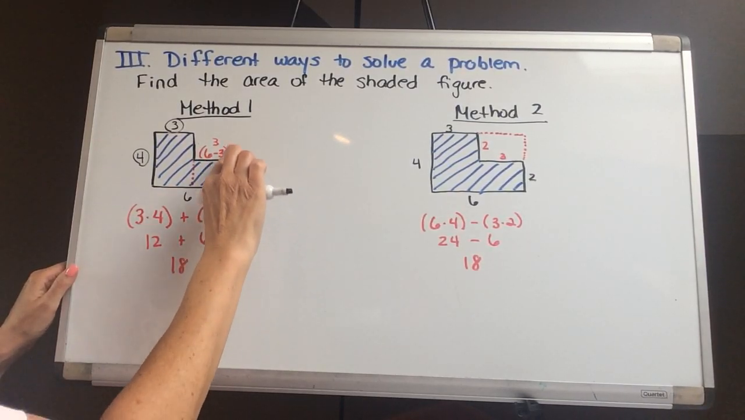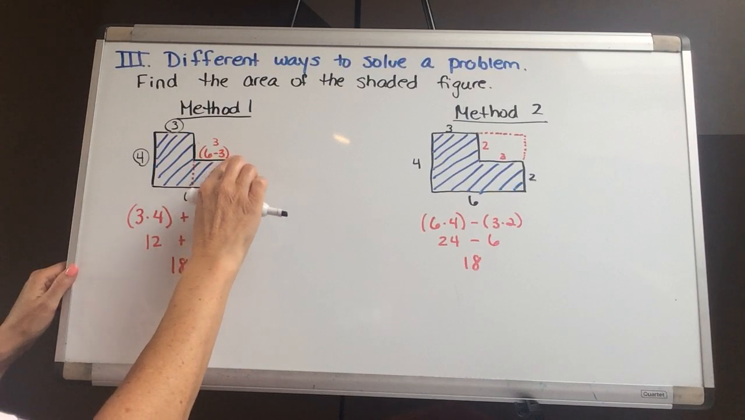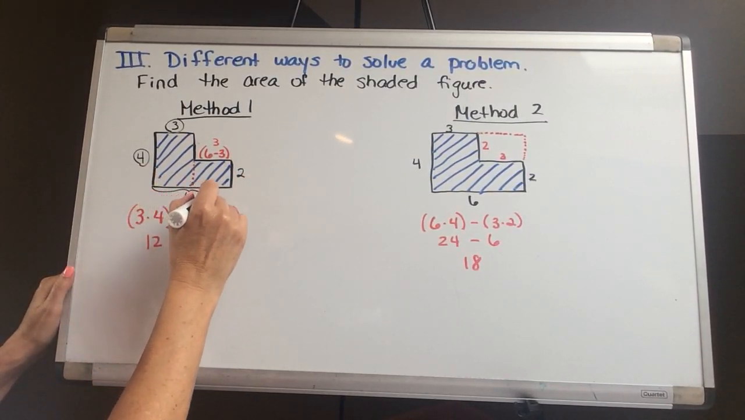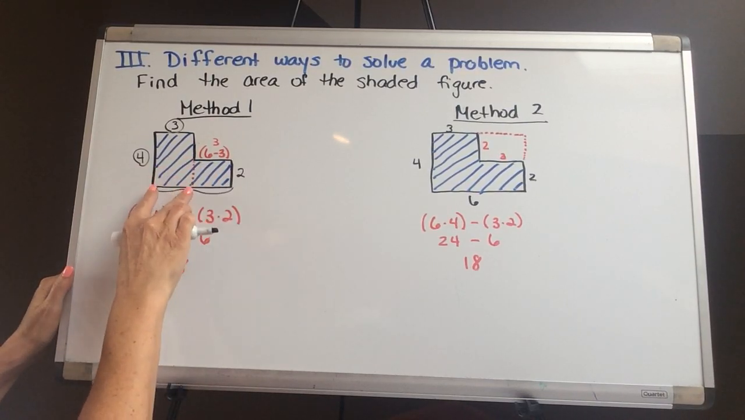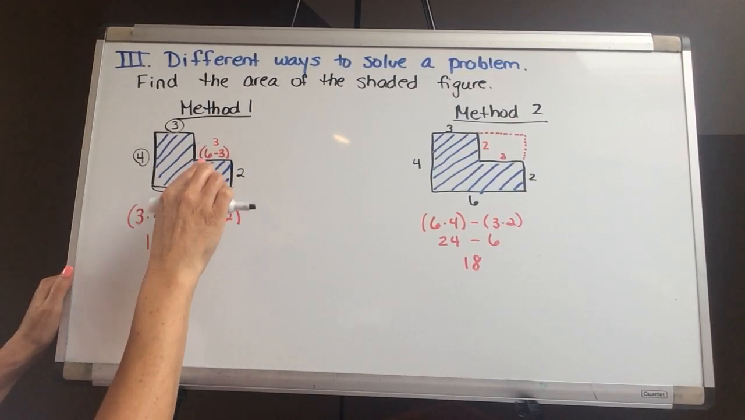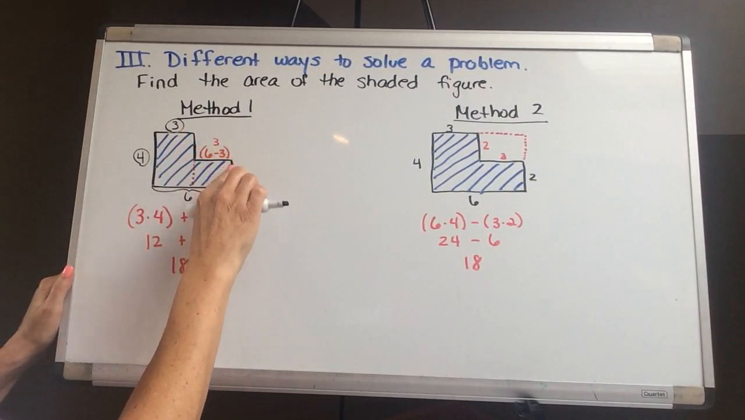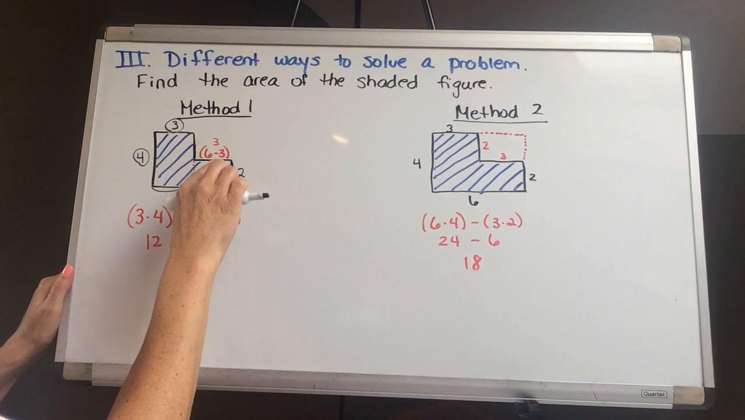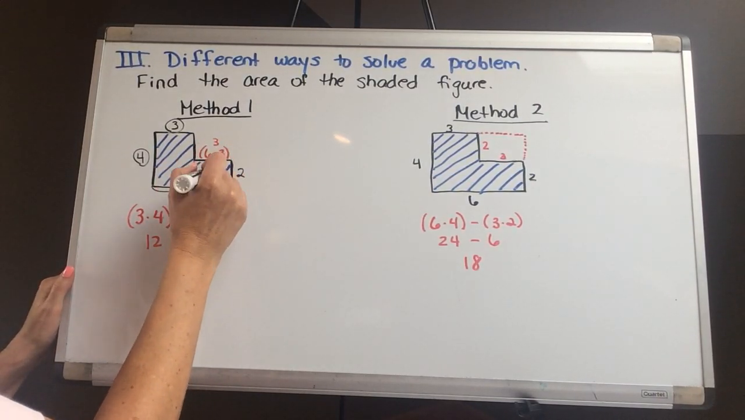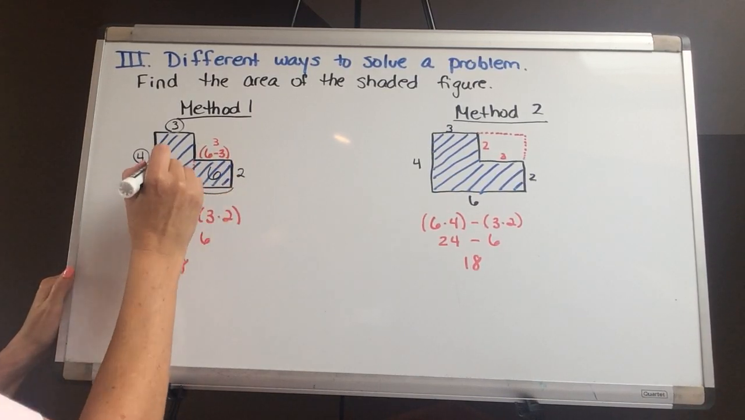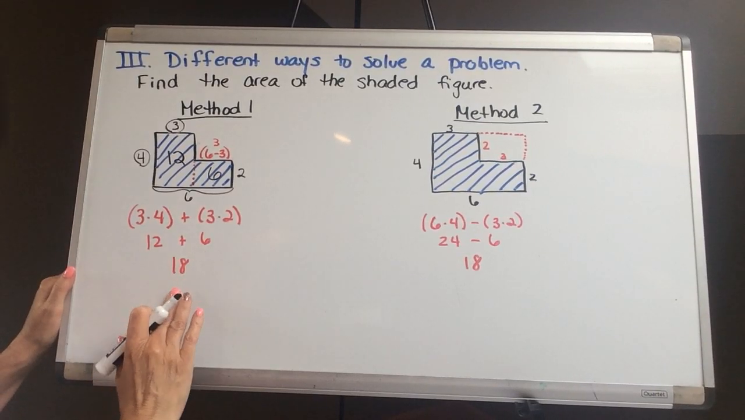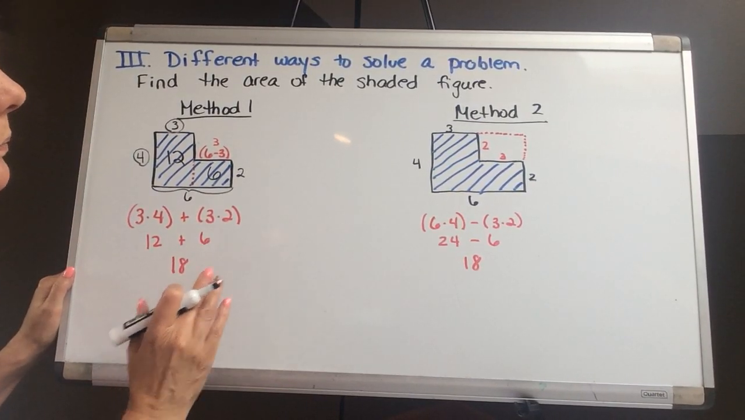Well, I know this side is 2, but I don't know the length of this side. Well, I know this whole thing here is 6, and this piece up here is 3, and 3 plus 3 will give you the 6 if you were to extend this over and bring it down. So this piece here would be 3. And 3 times 2 is 6. So this part in here is going to be 6. And this part in here is going to be the 12. And 12 plus 6 gives you an area of 18.